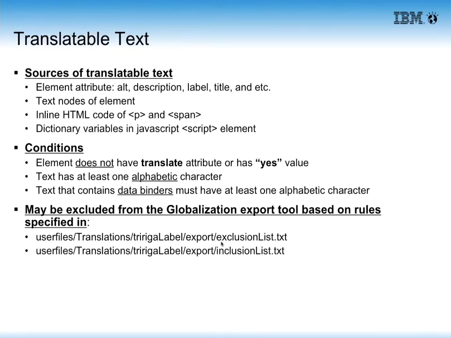So you might be familiar with this exclusion list text, which can be found in the user files. So if you see a scenario where, okay, I really need this dictionary entry to be exported to the XLIFF file, what you probably want to do is check your exclusion list. Yeah, it got excluded by default. Well, you can leave that rule in the exclusion list, but you can override it by adding the particular translatable text inside the inclusion list text.